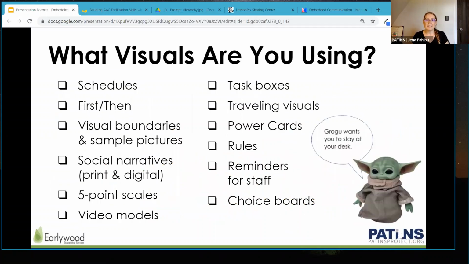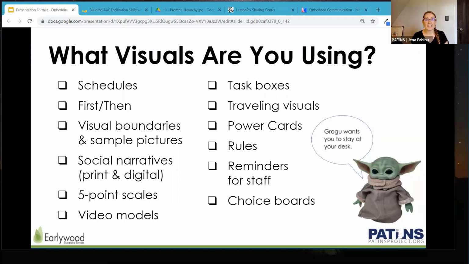So take a moment and reflect on the visuals that maybe you're using, and feel free to chat with us, or if you want, in the Zoom toolbar, if you have access to the annotate feature, there are stamps. If you click on annotate and then click on the stamp feature, you could actually checkbox some of these if you use them in the classroom. So what visuals are you using?